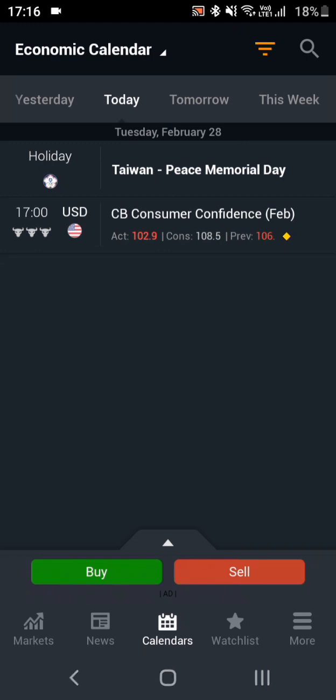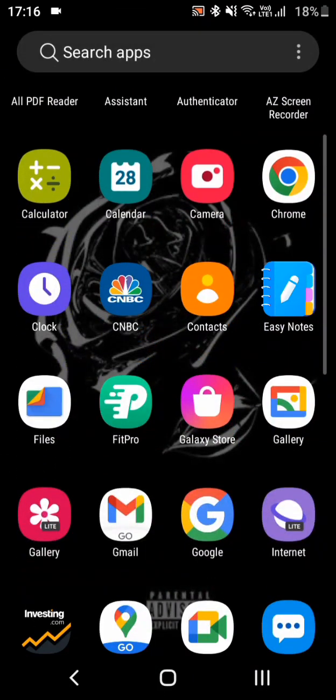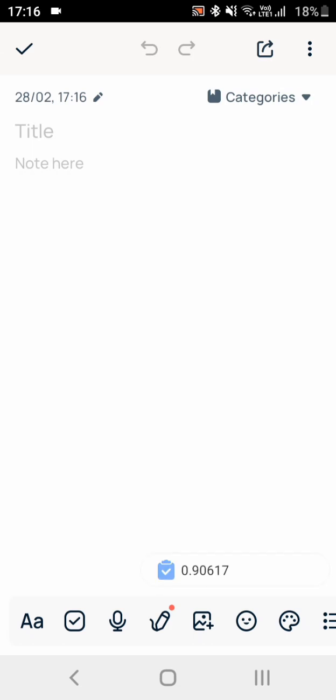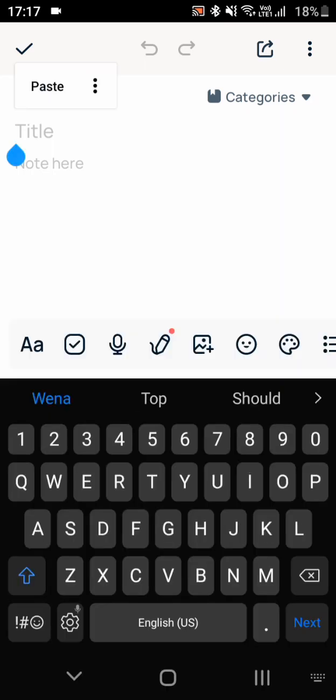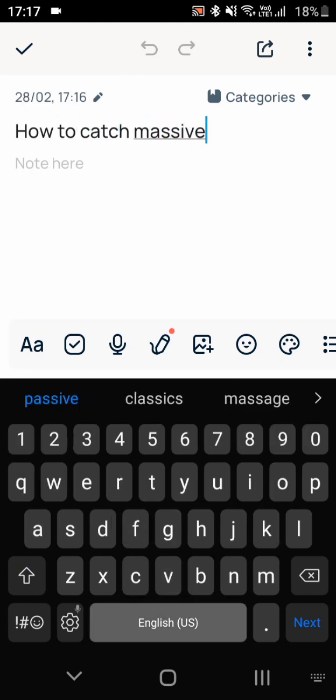So let me open up the notepad and let us start the lesson. So, how to catch massive spikes? That is our topic, or our lesson for today. How to catch market spikes. Like you saw there in the beginning, that was a spike that I caught today.